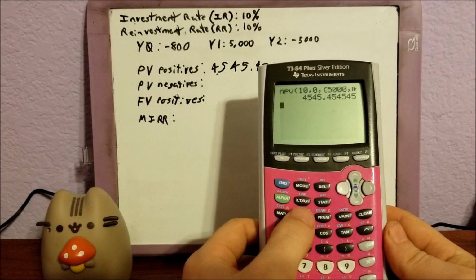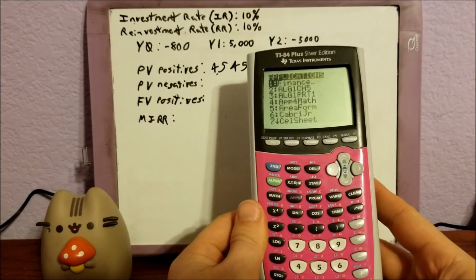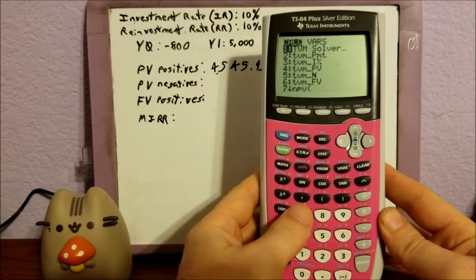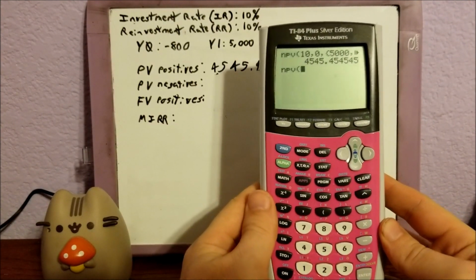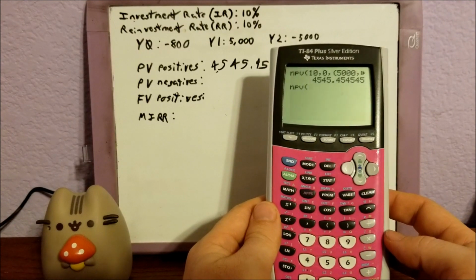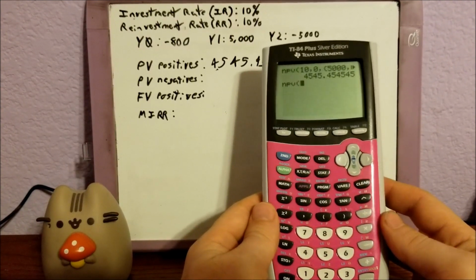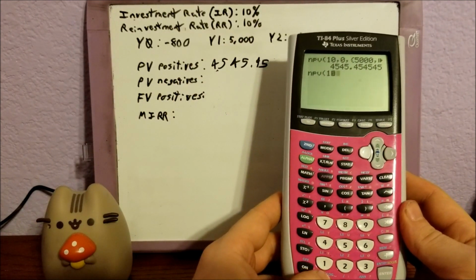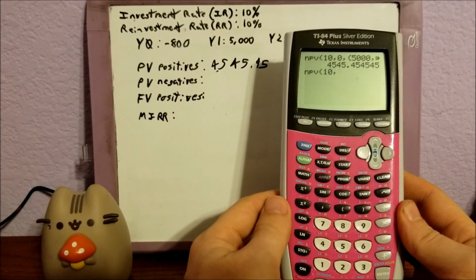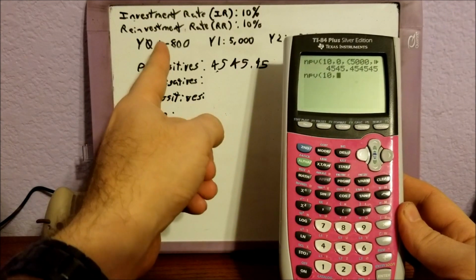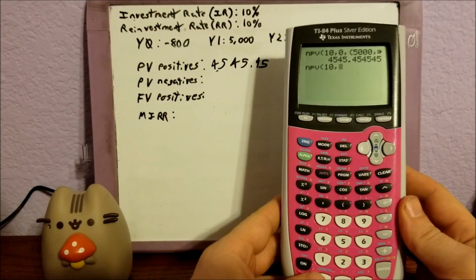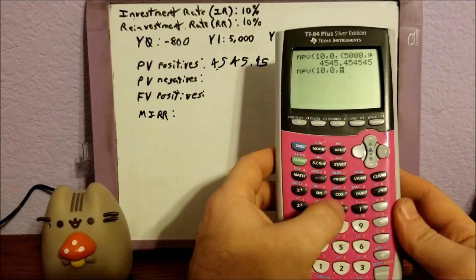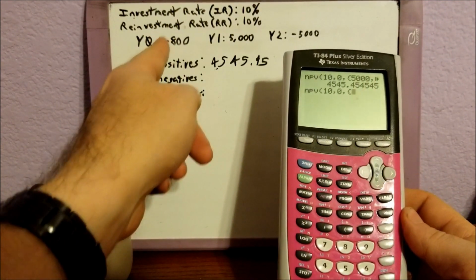So let's go back to our apps and go to our finance calculator. I just hit enter to get into it. And once again, I'm going to hit 7 for our net present value to calculate the present value of the negatives. Again, the investment rate is the same as the reinvestment rate, so that's still going to be 10. I'm going to hit my comma. We're still ignoring year 0. We always ignore year 0, so that's going to be 0, comma, curly braces. And then we move to our next year.